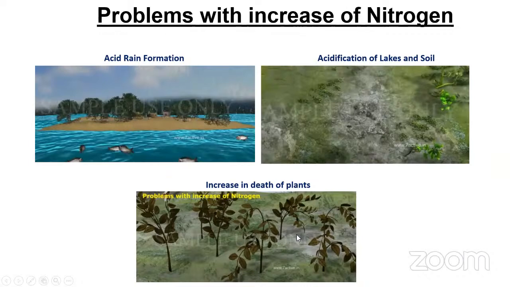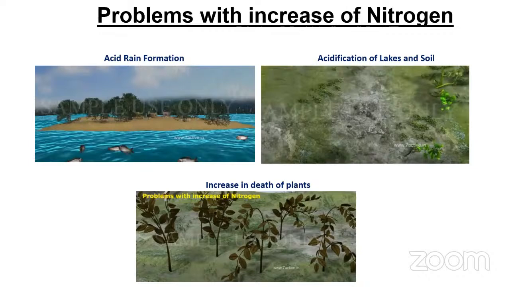So you can see neither too much nitrogen in the atmosphere is good, nor too low a concentration of nitrogen in the atmosphere is good. So there should be an optimum balance, or the concentration of nitrogen in the atmosphere needs to be maintained. And for this, the nitrogen cycle plays a very important role.